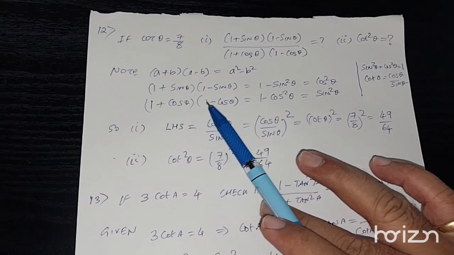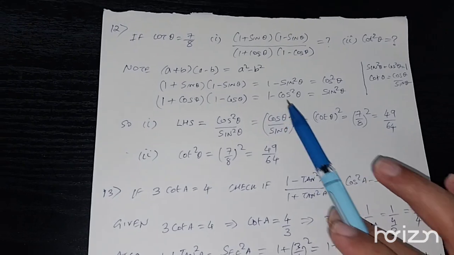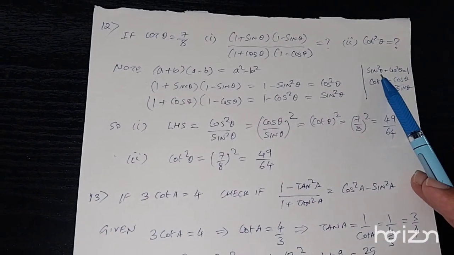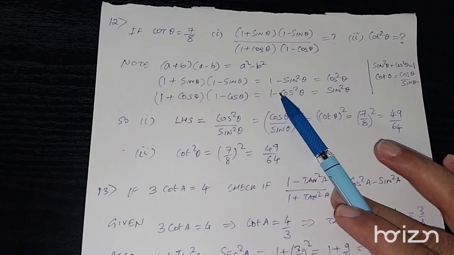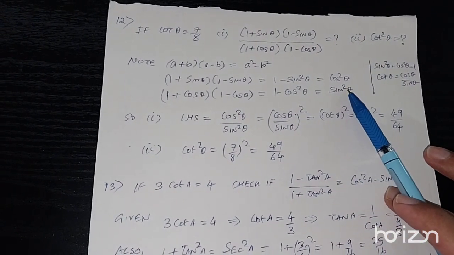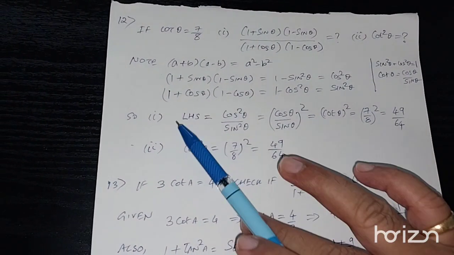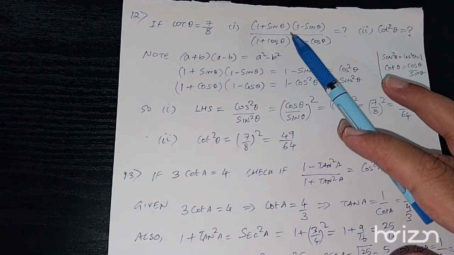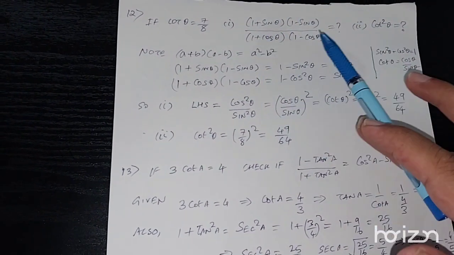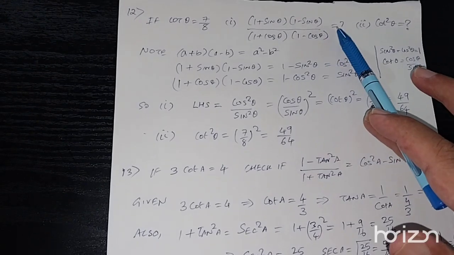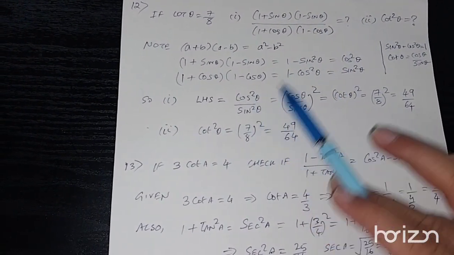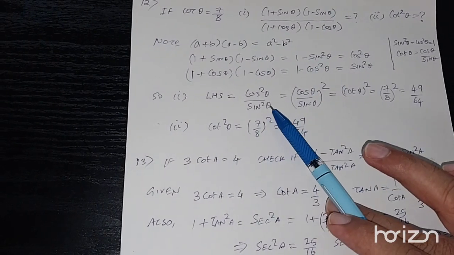Similarly, 1 plus cos theta into 1 minus cos theta is 1 minus cos squared theta. So if you take cos squared theta to the other side, you will get sine squared theta. So 1 minus cos squared theta, you can write it as sine squared theta. Okay, so for the first case, LHS, that is the left hand side of the expression which is to the left of the equal to sign, you will get, in the numerator cos squared theta, in the denominator you will get sine squared theta.